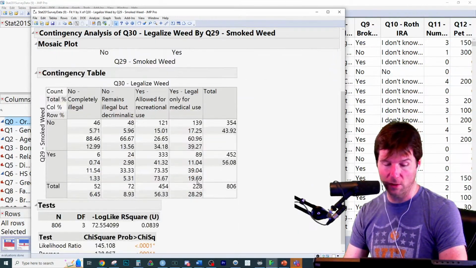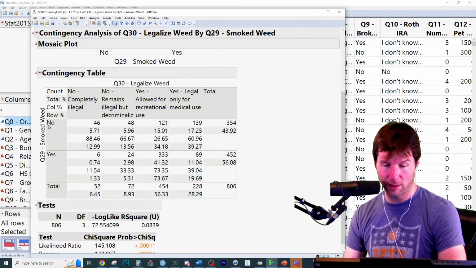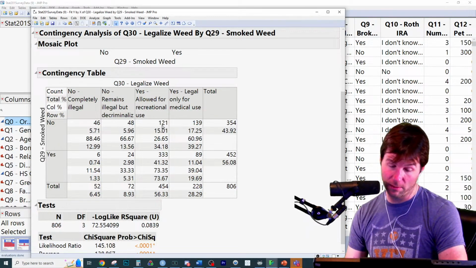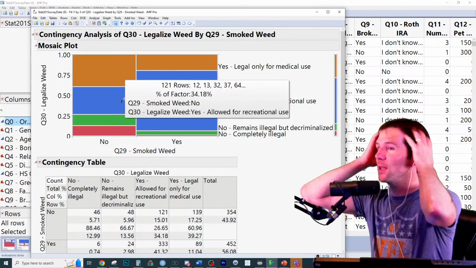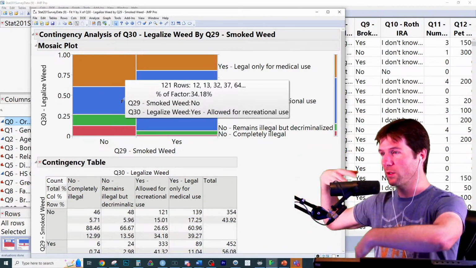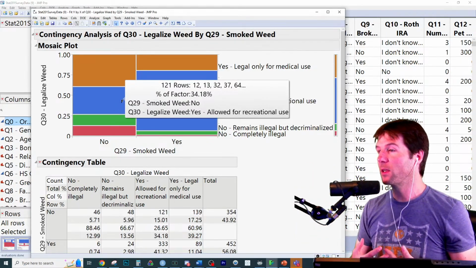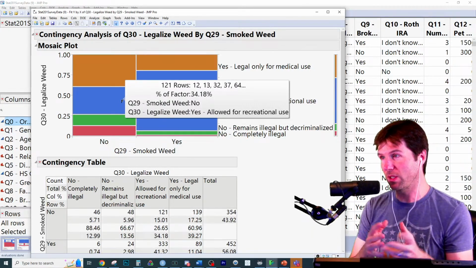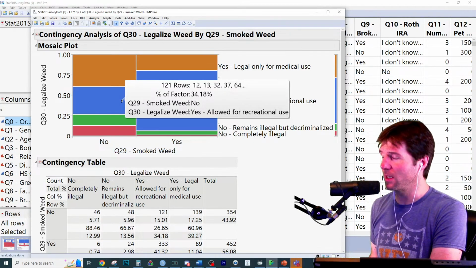You do get some weirdness though, like 6 people who have smoked weed and said completely illegal. And then over here people who haven't, a lot of them want it to be recreational usage. This is an older survey, so I'm not trying to do any social political views, but it's interesting to see. I wish we had asked this question every year to see changes in the distribution over time, because then we could do an analysis, a time series on this data. That would be pretty interesting because this data is about a decade old.